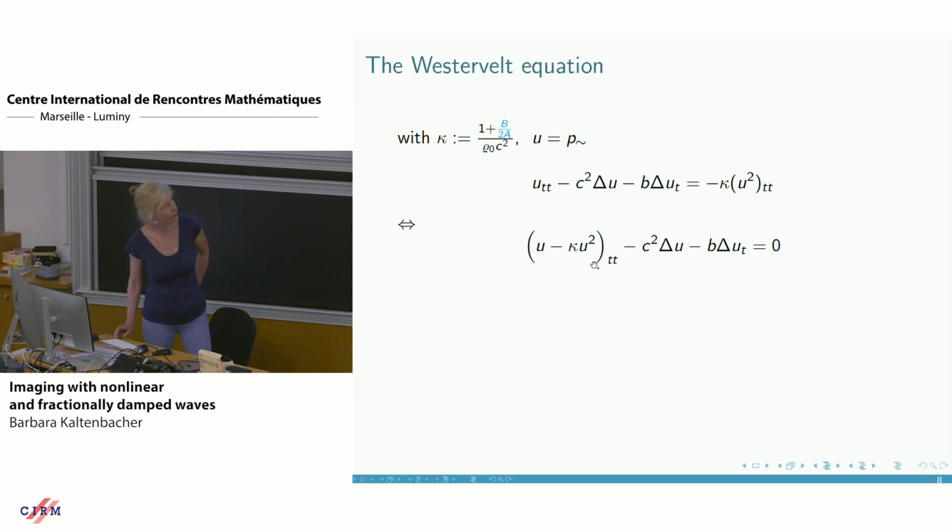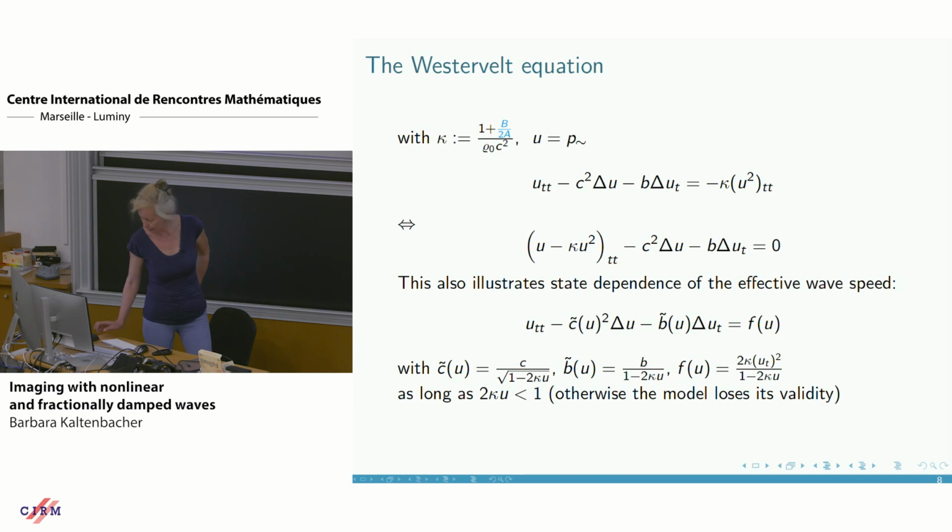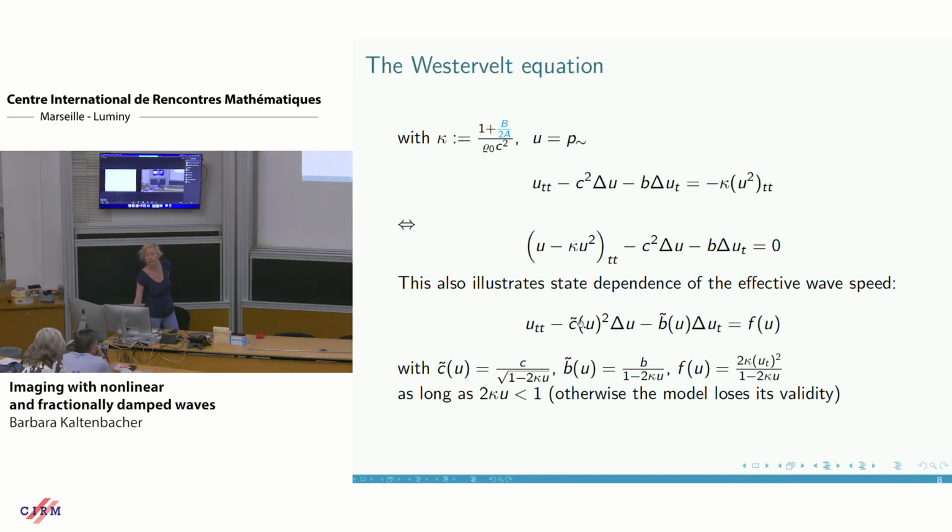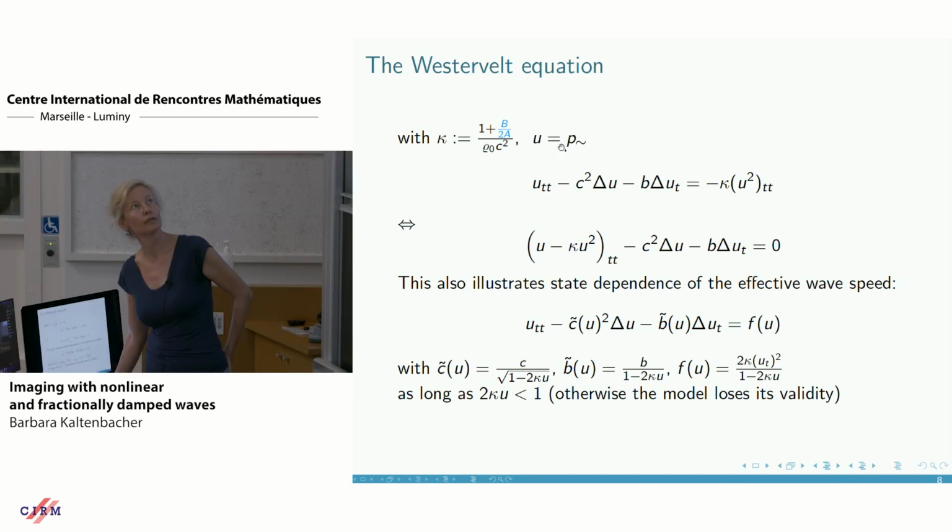And doing some further elimination steps, one even sees, so now we differentiate this out and then we divide. And from here you see that the effective sound speed really depends on the state, which is the acoustic pressure here, so the fluctuating acoustic pressure. So that's the formula for the effective sound speed in this damped wave type equation. Also the damping depends on this, but mainly it's the sound speed that is important here.